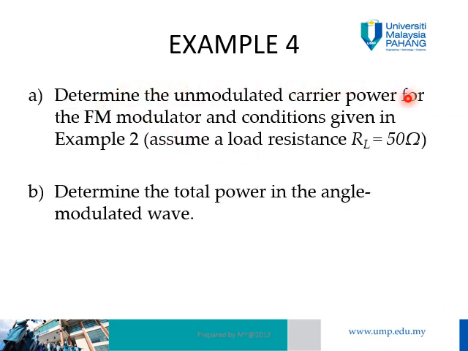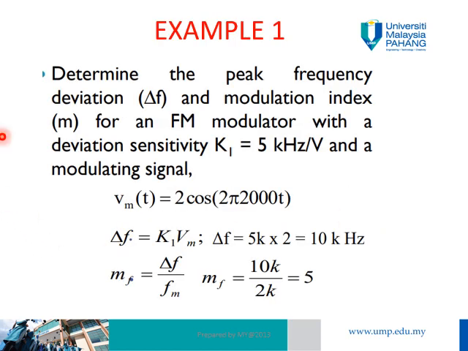Determine the unmodulated carrier power for the FM modulator and conditions given in example 2. Determine the total power in the angle modulated wave. Okay, we can do that. This one is example 1 as we have discussed before. Determine the peak frequency deviation. So this is the equation, delta F equal to K1 Vm. You calculate, and you get 10 kHz delta F, and the modulation index is delta F over fm, equal to 5.